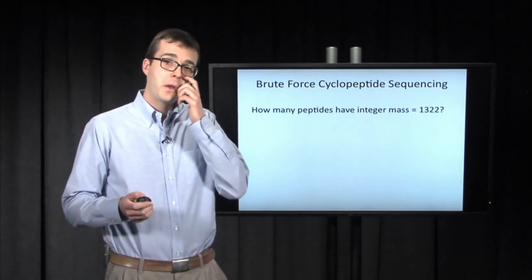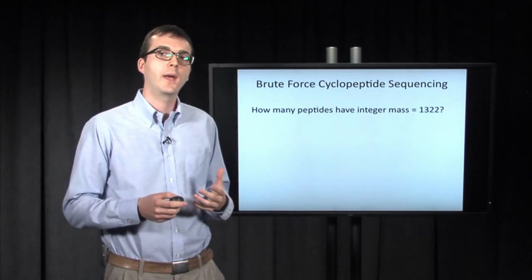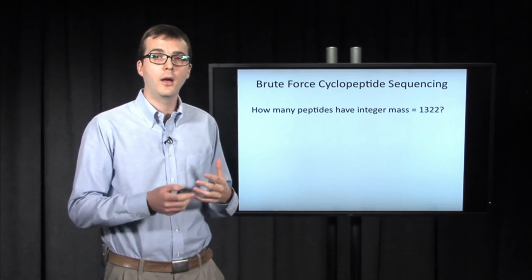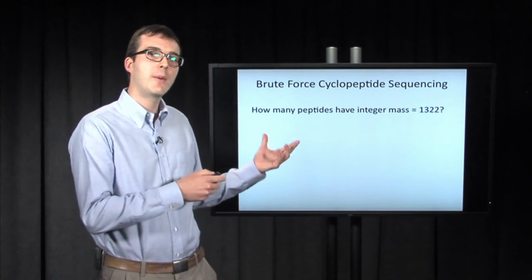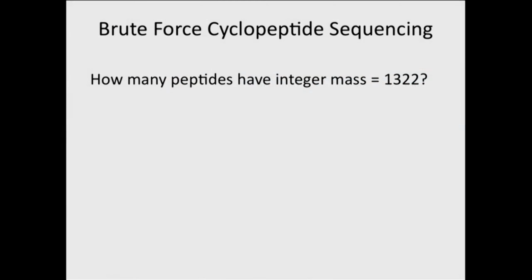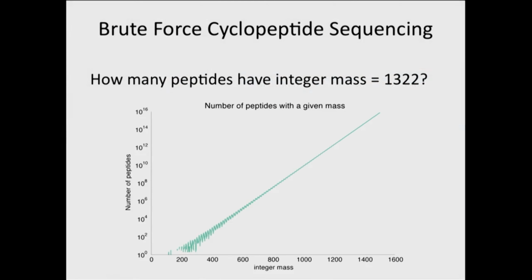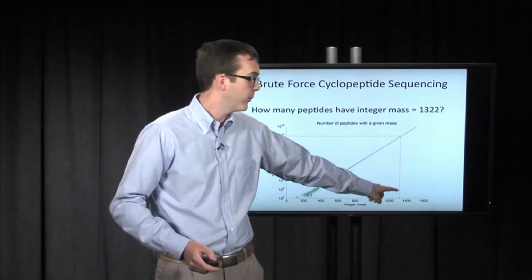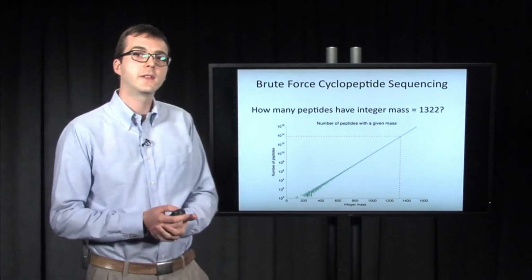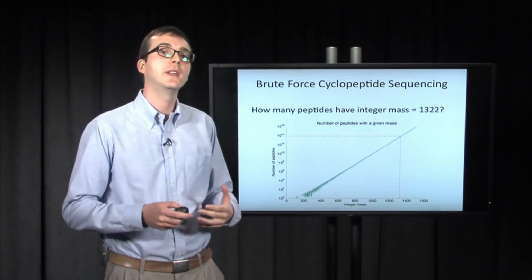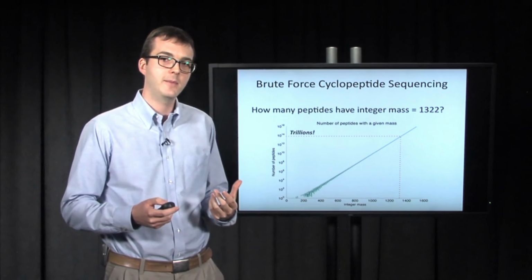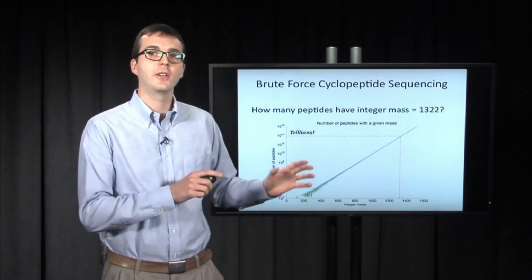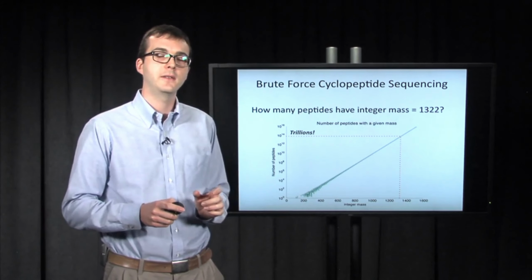So then our question is, to determine how long this is going to take, we ask how many peptides have a given integer mass. In specific, how many peptides have integer mass equal to 1322? Here's a graph that shows the integer mass of a peptide versus the number of peptides that have that mass. If we look at 1322, I've shown red lines here, we go up from 1322, and then we go over and we see it's almost at 10 to the 14th. So the answer is trillions of different peptides have this mass. And that's not going to be good. We don't want to have to consider trillions of different possibilities.